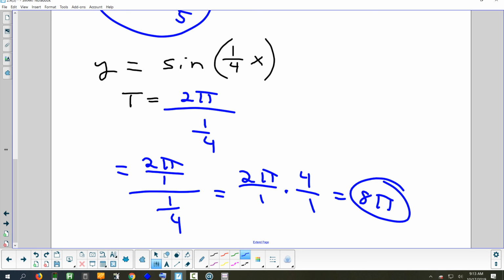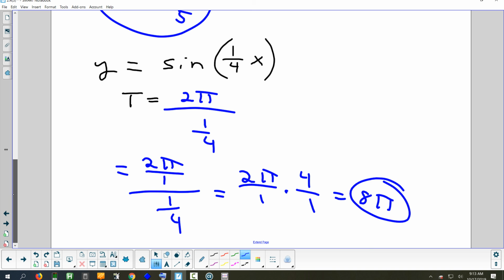That's a way bigger number than the original. Okay, the original is 2 pi, so for this graph to do a cycle, it's going to have to go all the way from 0 to 8 pi. That's 4 times as stretched out as the original. Okay. So that would be a lower frequency sound, much more stretched out graph. Okay, any questions on that?